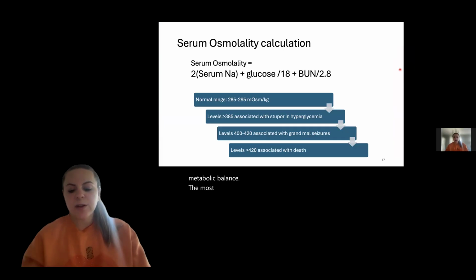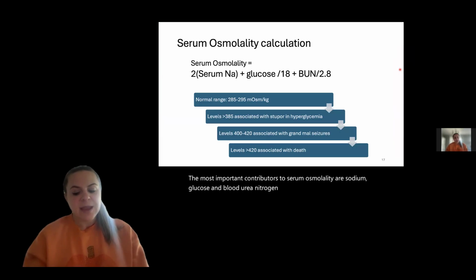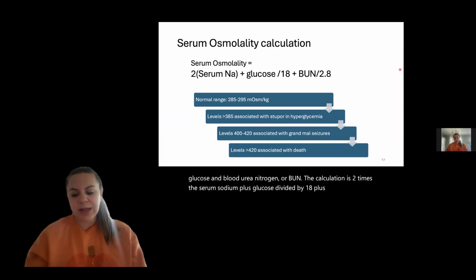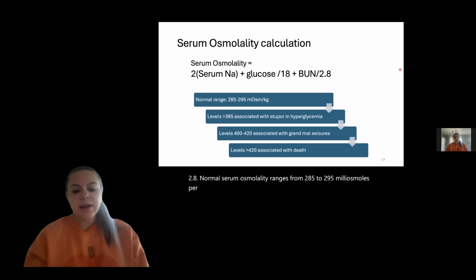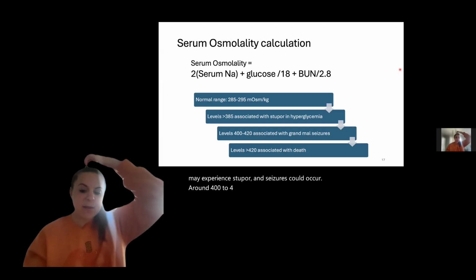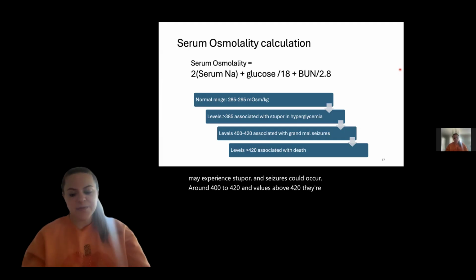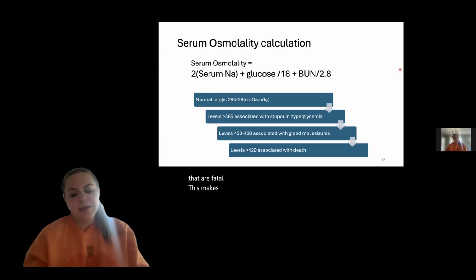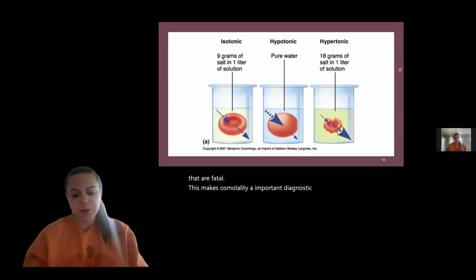The most important contributors to serum osmolality are sodium, glucose, and blood urea nitrogen, or BUN. The calculation is 2 times the serum sodium plus glucose divided by 18 plus BUN divided by 2.8. Normal serum osmolality ranges from 285 to 295 milliosmoles per kilogram. When levels go above 385, patients may experience stupor and seizures could occur. Around 400 to 420 and values above 420 are often fatal. This makes osmolality an important diagnostic and prognostic tool.